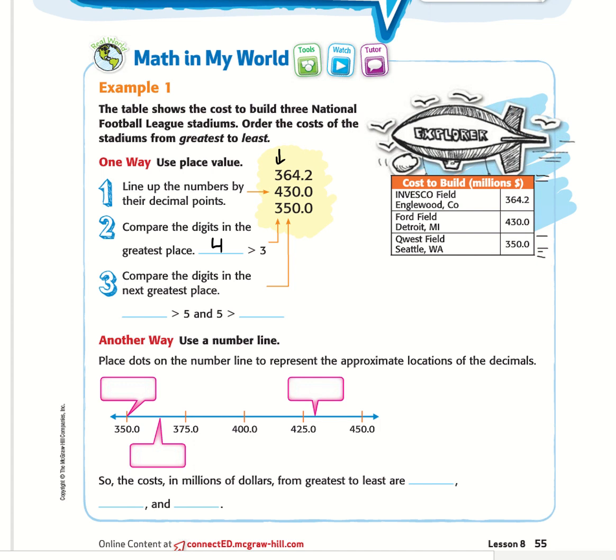Number 3, compare the digits in the next greatest place. So now that we know the 4 is the largest, now we need to look at these two numbers, 364 and 2 tenths and 350. So in the tens place, we have a 6 and we have a 5. So we know 6 is greater than 5. But since the 4 is the biggest number, we already know the 400 is going to be the biggest.